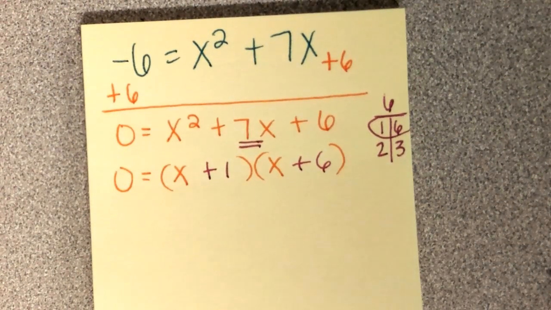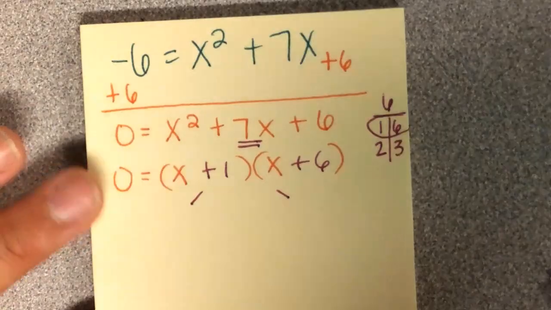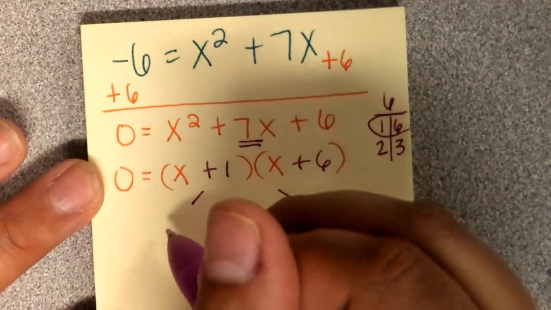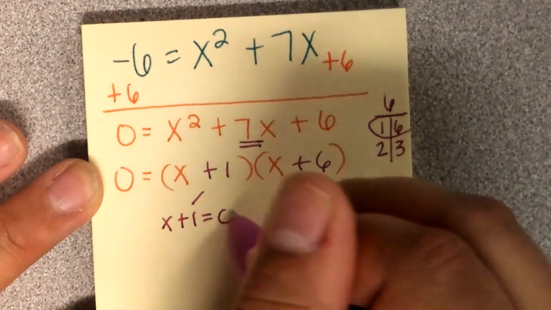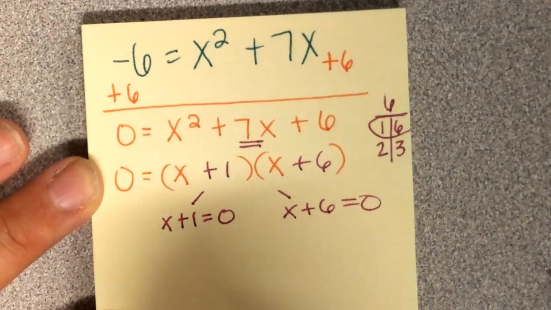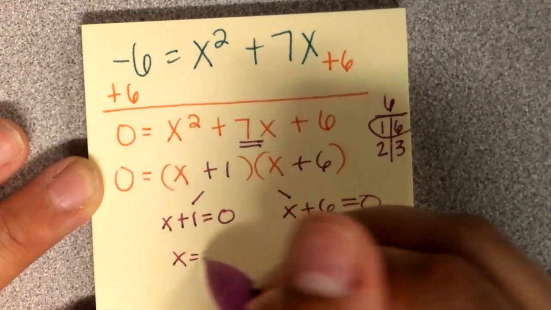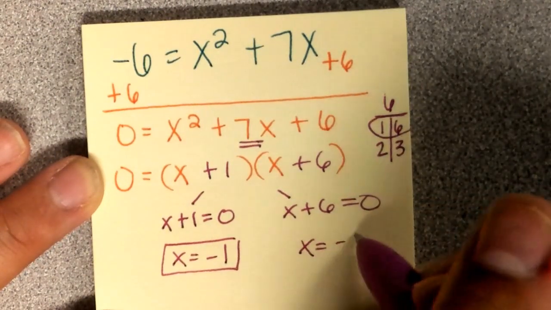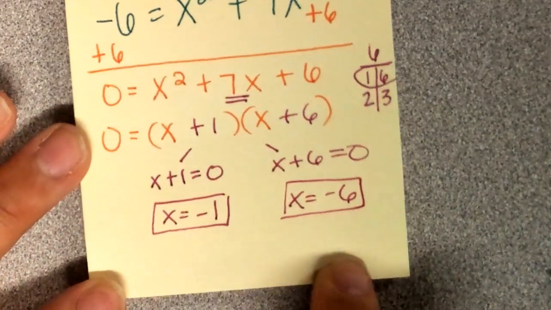Now, that's not my x. What does x equal? If you're lost, it's okay. We're going to practice this every day to get you found, hopefully by the end of the week. x plus 1 equals 0, and x plus 6 equals 0. How do I get x by itself? It's negative 1. How do I get x by itself? You just switch the signs, and it's minus 6. And those are my answers.